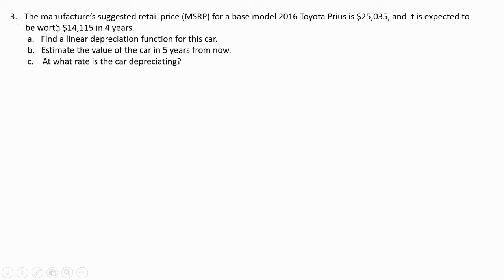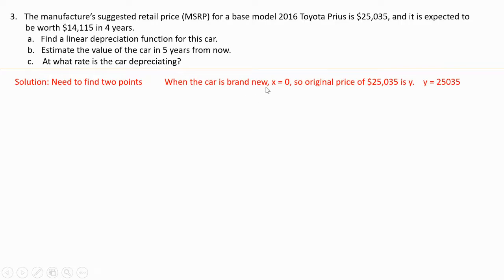So from the initial sentence, we have to find 2 points. Okay. So right, when the car is brand new, right? So the car is brand new in 2016. So the original price is $25,035. So this is y equals $25,035, right? And this is my x. My x is 0 because no time has passed by. So my point 1 is going to be (0, 25,035).